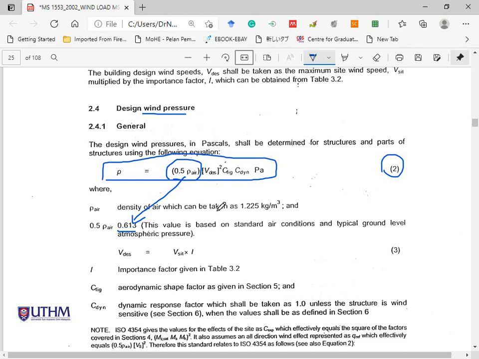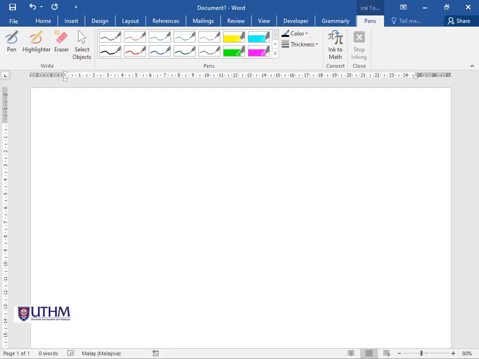Before we proceed with the slide, I want to write a summary here. So this is the equation, multiplied with the dynamic response. So first you need to determine this design velocity.